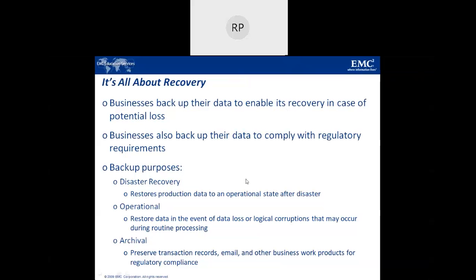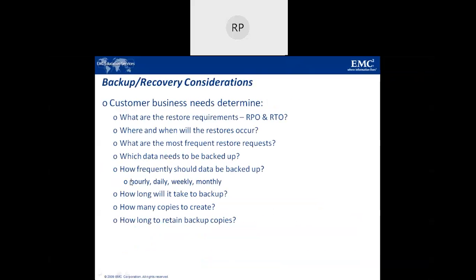Okay. Next, we are going to discuss backup and recovery considerations. Now, what we need to consider while taking the backup and while recovering the data from the backup copy. The customer business needs to determine all these points to take a backup or to recover from the disaster. The first point is, what are the restore requirements? That is RPO and RTO. These two things we have studied previously. What are RPO and RTO?